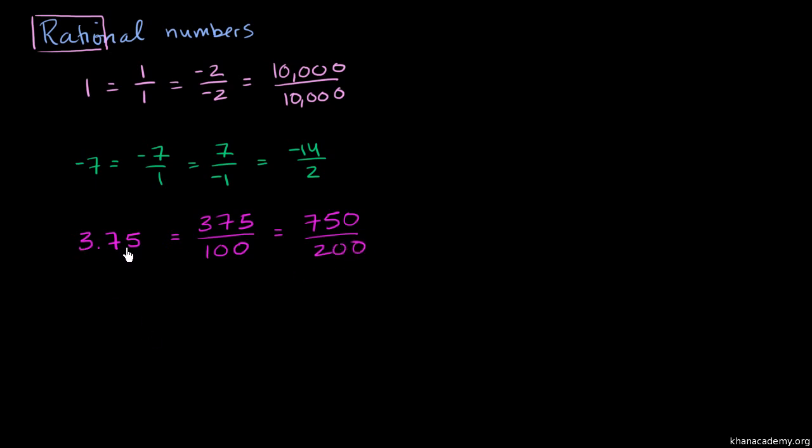Or you could say, hey, 3.75 is the same thing as 3 3/4. So let me write here, 3 3/4, which is the same thing as 15 over 4. 4 times 3 is 12, plus 3 is 15. So this is the same thing as 15 over 4. Or we could write this as -30 over -8. I just multiplied the numerator and the denominator here by -2. But just to be clear, this is clearly rational. I'm giving you multiple examples of how this can be represented as the ratio of two integers.